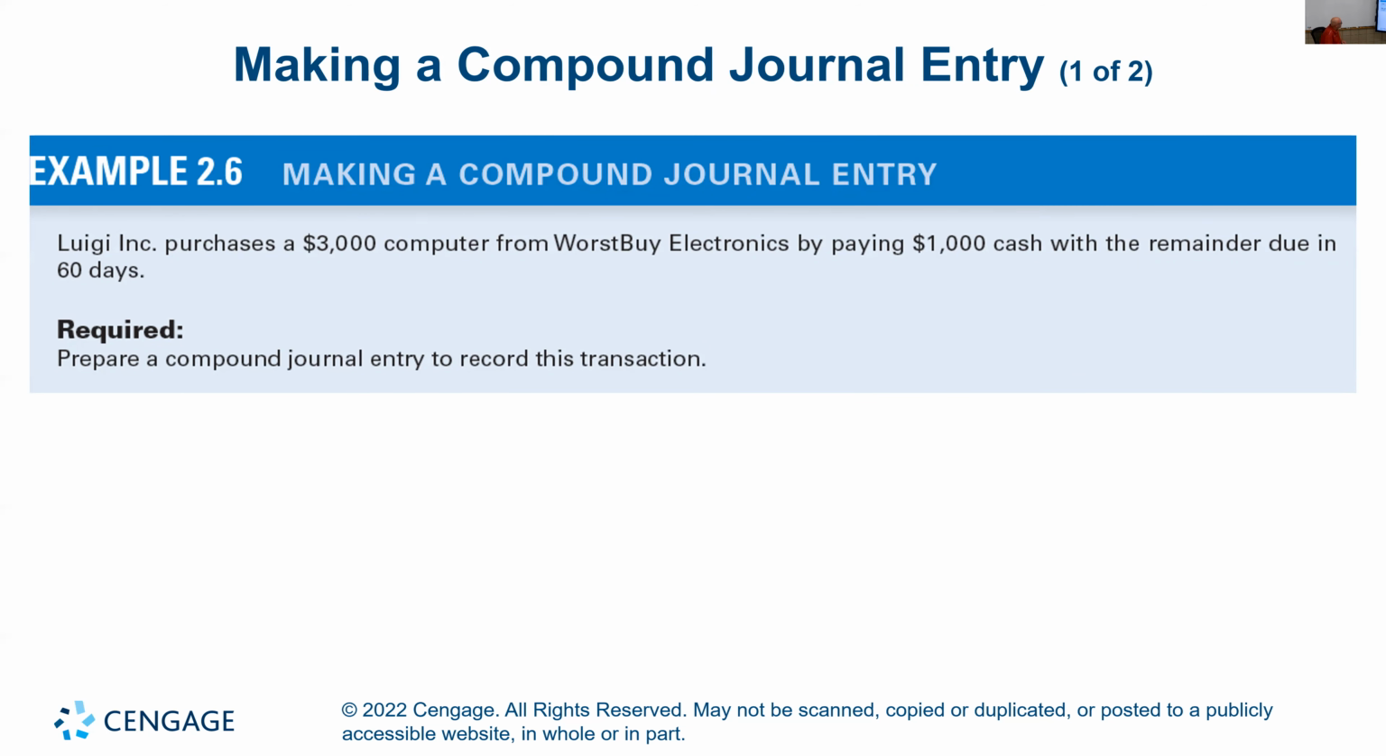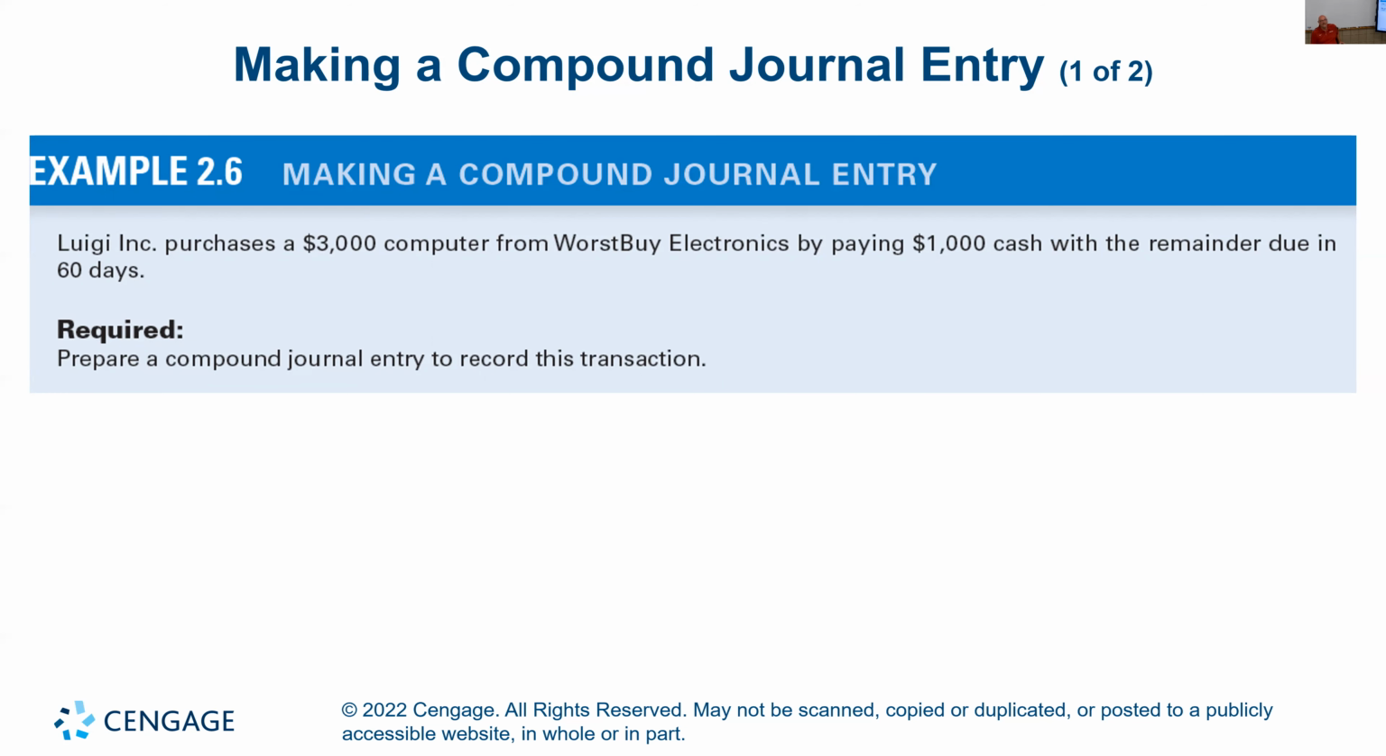Sometimes there is more than one. There can be more than two entries. Okay, there may be more than one debit or more than one credit. So for an example of that, we purchased a $3,000 computer. We paid $1,000 in cash with the remainder due in 60 days.